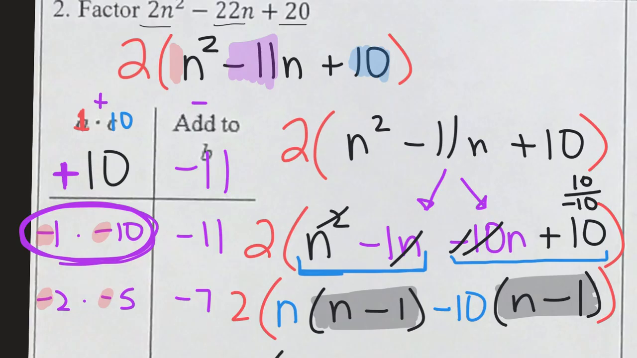So we get the n minus 1s collected together as a single factor. We get the blue stuff collected together as the other single factor. And then we have all of this with a 2 out front. So we can put a 2 right here. And that is the complete factorization of this quadratic. Okay, let's try another one.